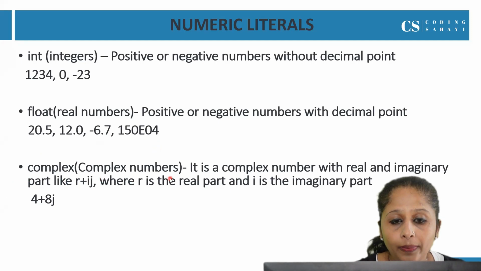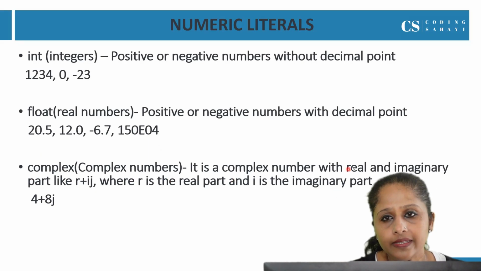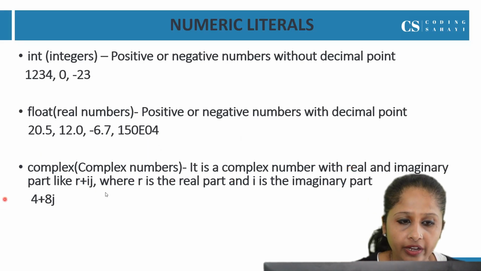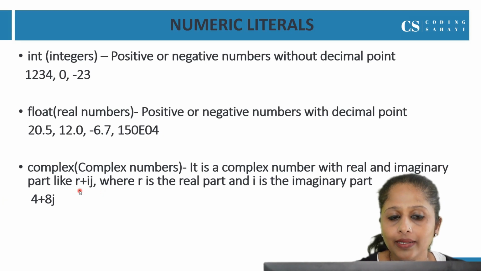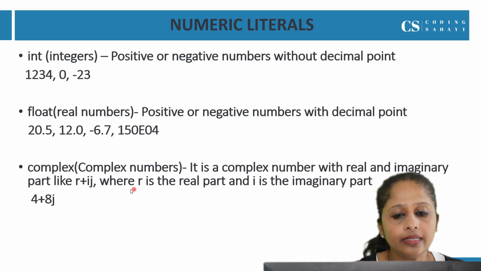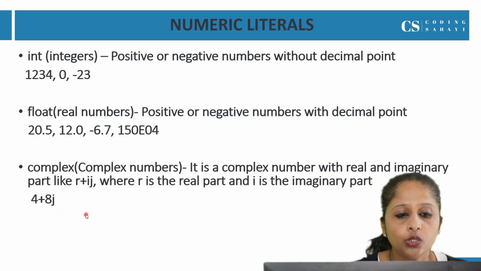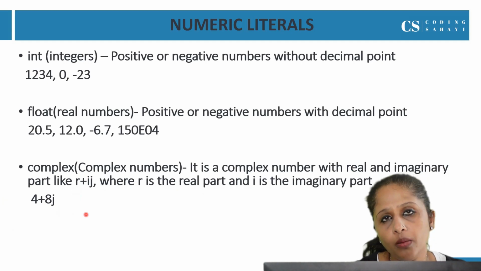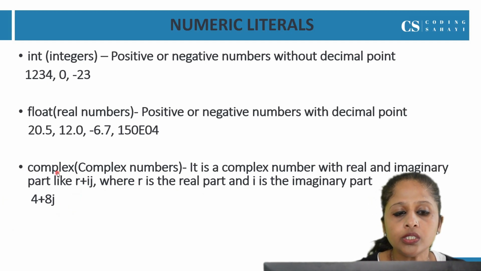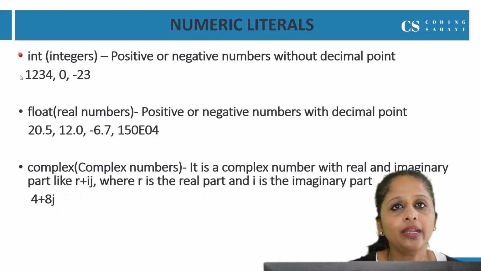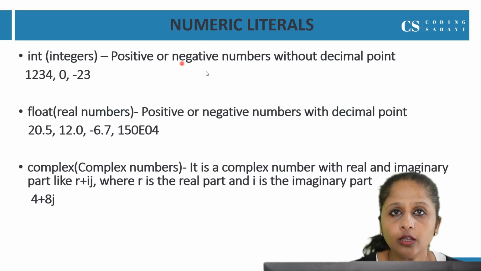Then we have complex numbers. Complex numbers have both a real and an imaginary part, like r plus ij. So r is the real part and i is the imaginary part. The example is 4 plus 8j. So for writing any complex numbers we can use a complex literal. So these are the numeric literals: int, float and complex.